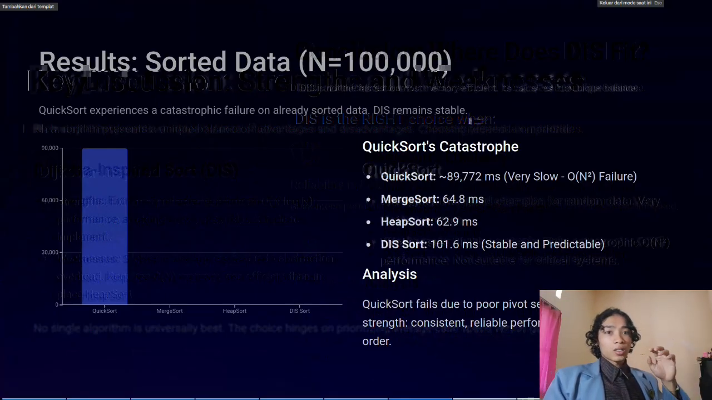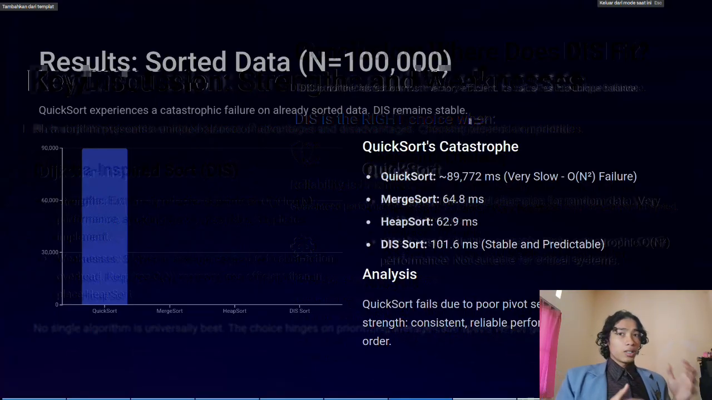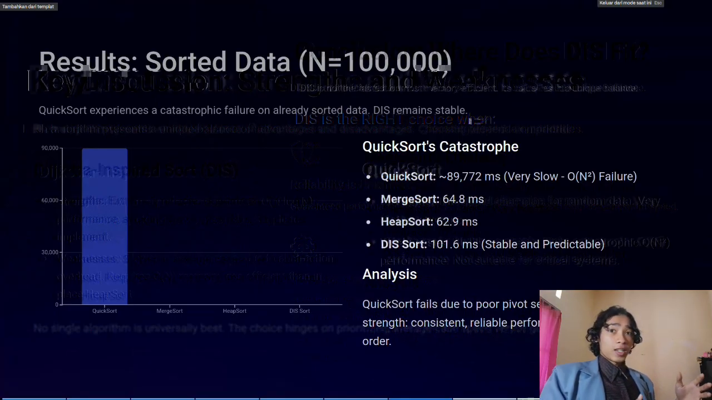Second, convenience, when you need a reliable solution that can be implemented quickly using standard library components without writing complex code from scratch. Essentially, by choosing DIS, you are trading peak speed and peak memory efficiency for something very valuable: absolute reliability and ease of implementation.